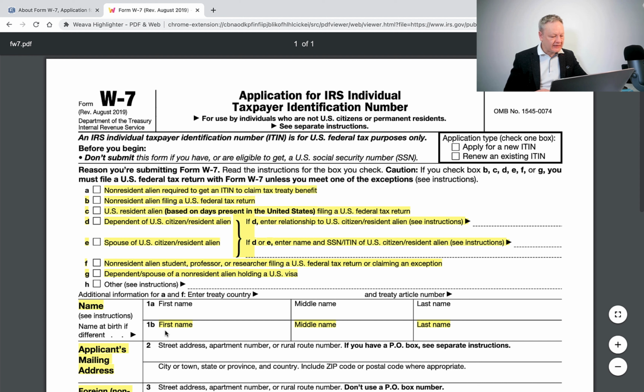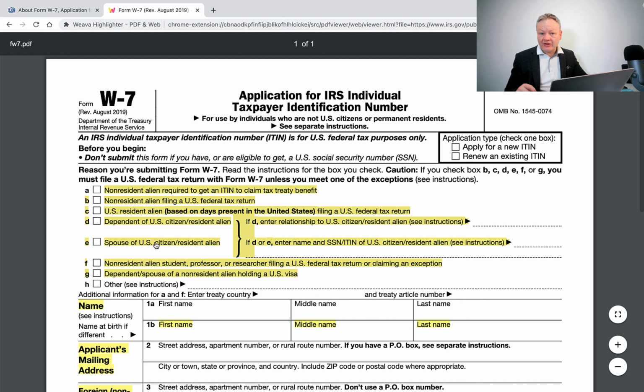Okay, so the first thing to look at is this section at the top. It says reasons why you're submitting. You have to put a tick in here. So it's not just a list of great things of why you should get an ITIN number. But non-resident alien required to get an ITIN to get the tax treaty. Please let me just take you through this.